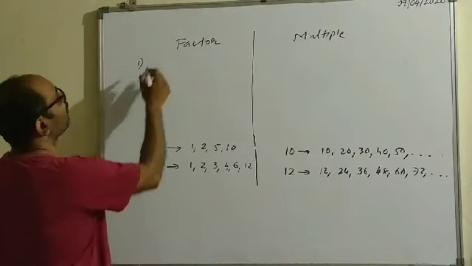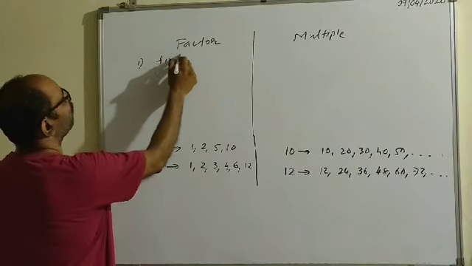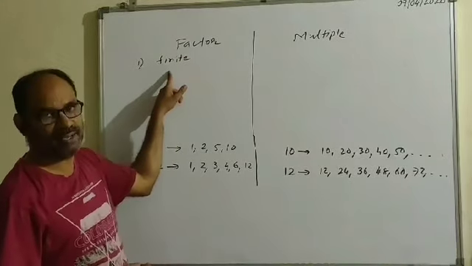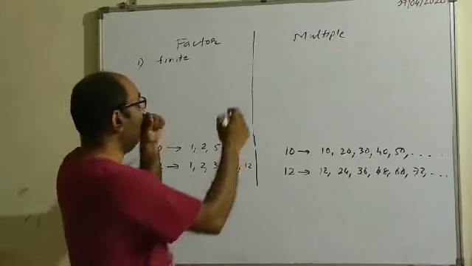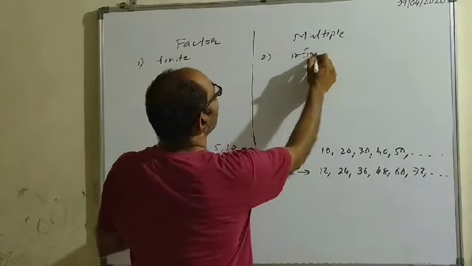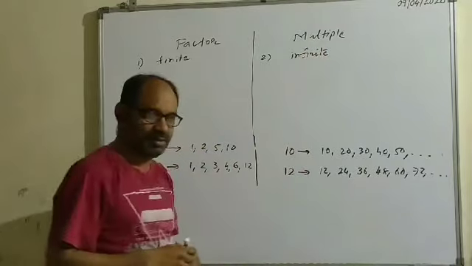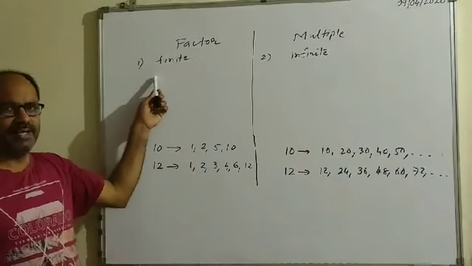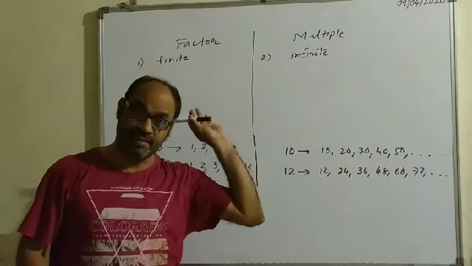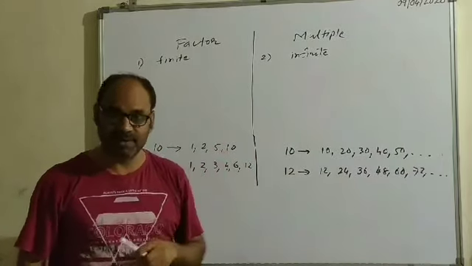First one, I am writing in brief. The number of factors of a given number is finite. Any number has finite factors. Any number has infinite multiples. That is one difference.